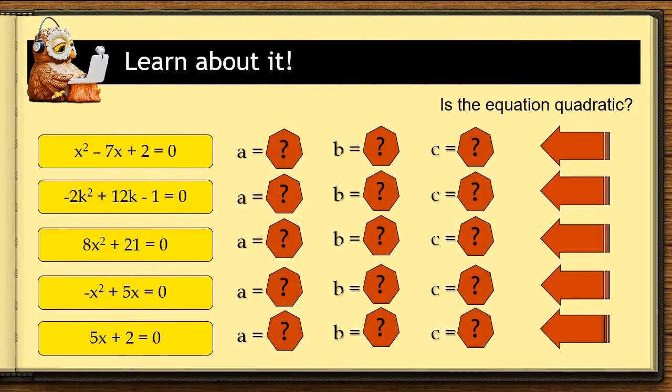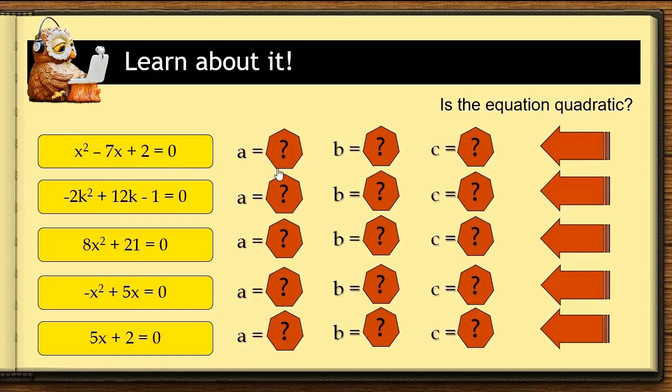I have here 5 examples of quadratic equations in standard form. So all we have to do is to find the values of a, b, and c of each of the following. Let's start with the first example: x squared minus 7x plus 2 is equal to 0. Take note that in this example, the quadratic term is x squared, the linear term is negative 7x, and the constant term is 2.